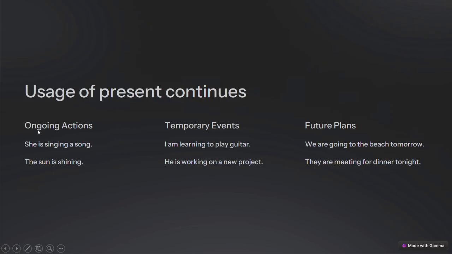For ongoing actions, she is singing now. She is singing a song. The sun is shining. For temporary events, I am learning to play guitar. He is working on a new project. Okay? And the examples for future plans, we're going to meet tomorrow. They are meeting for dinner tonight.